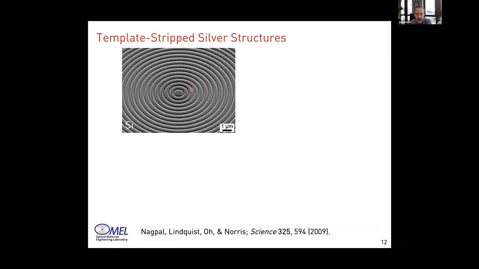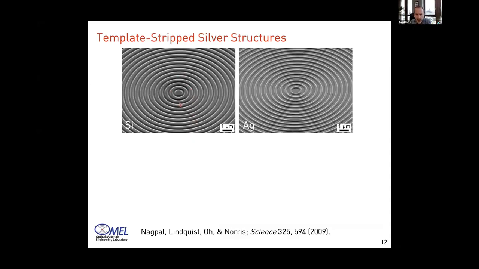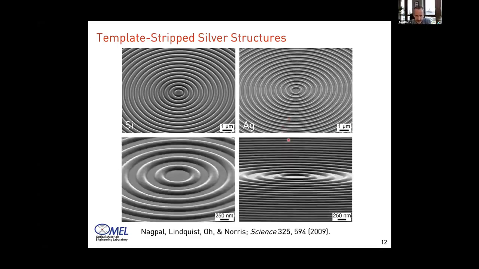So here's a really old example of us doing this, where we took a silicon master template with these circular grooves that were etched with focused ion beam. Then we deposited silver over this whole structure and stripped it off, and you get the inverse of that, of course. So you have these circular bumps or circles on it. And then if I show you this at different angles, you can see that these structures are really smooth where they're supposed to be smooth and patterned where they're supposed to be patterned.